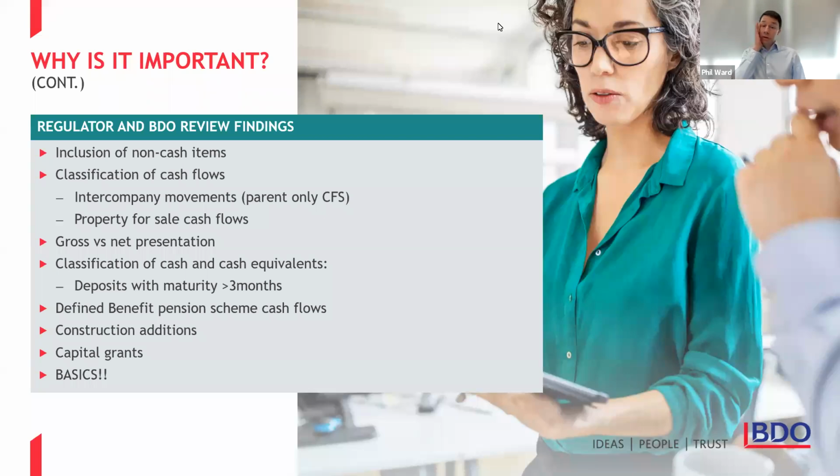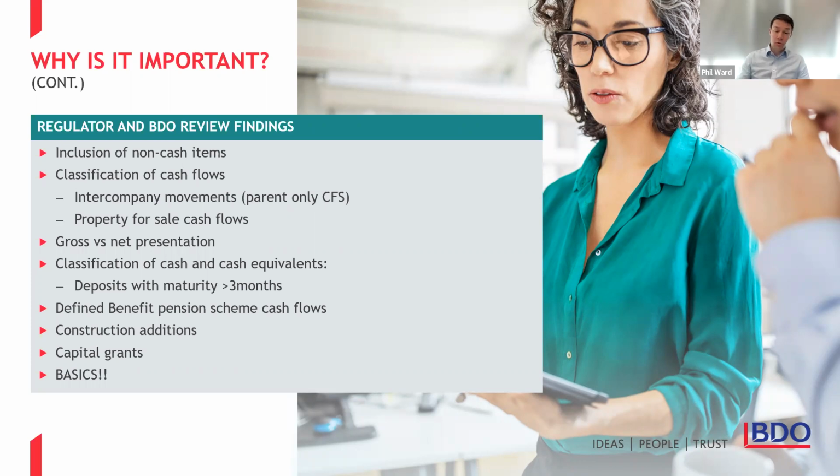So, following on from the regulatory findings piece that Hamid talked about, in terms of the types of findings that the regulator and BDO internal reviews are coming up with, the first thing worth mentioning is that many of the findings coming out of both reviews are consistent in terms of the types of issues being identified. So it's the same errors being made over and over again.